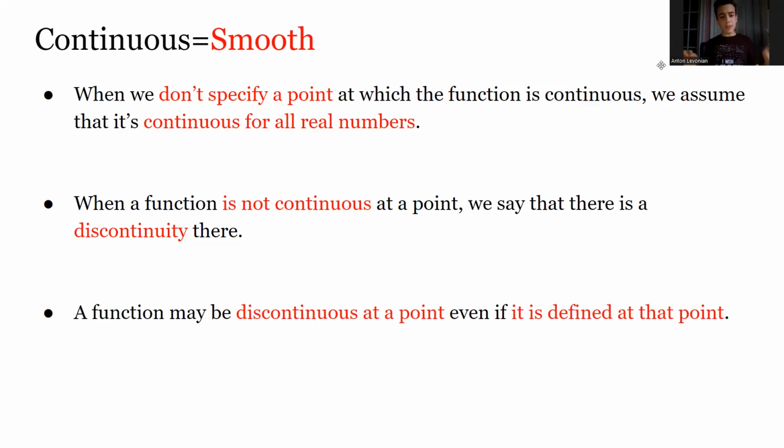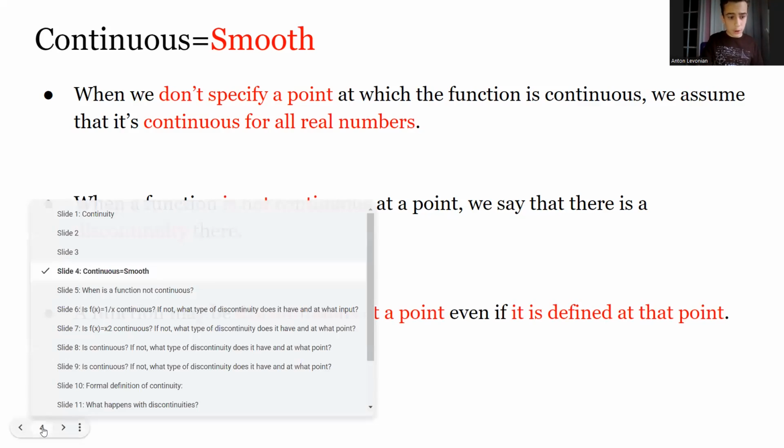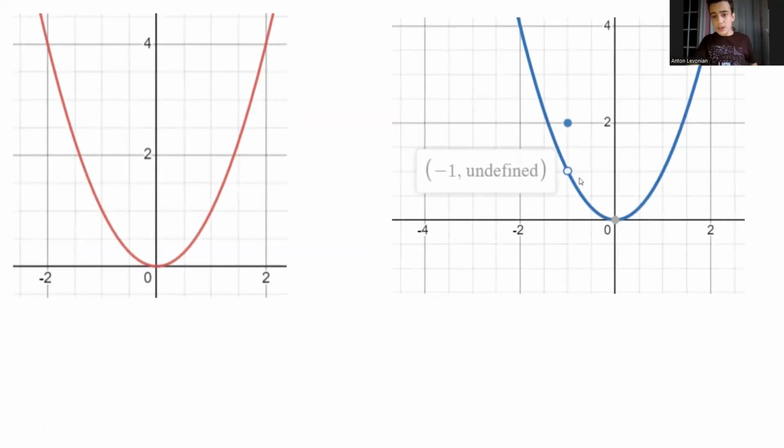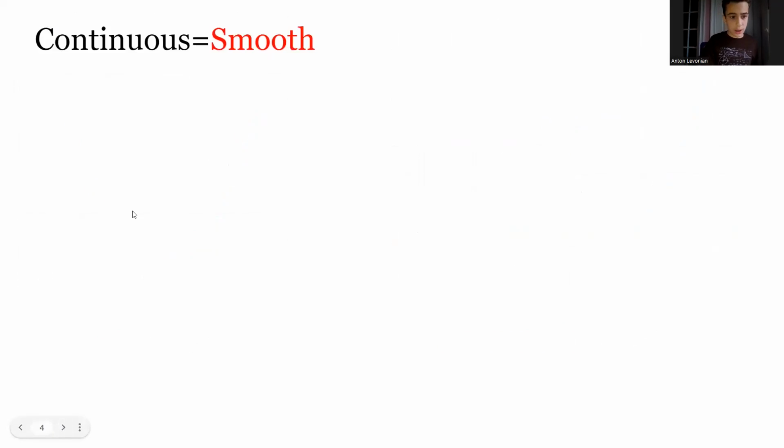And then a function may be discontinuous at a point, even if it is defined at that point. So what am I talking about here? Well, if we go back to this slide right here, notice that this blue function is discontinuous, even though it is defined at x equals -1. It's defined at x equals -1 as f of x equals 2. And yet it is still discontinuous. So this scenario could happen. Just because a function is defined at a point, that does not mean that it's continuous there. Okay, so let me just go back to the slide.